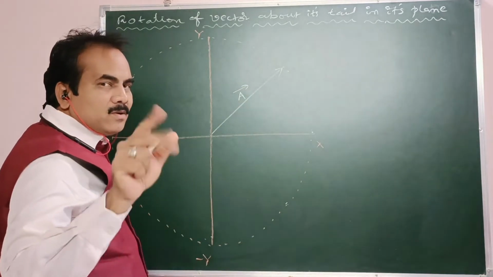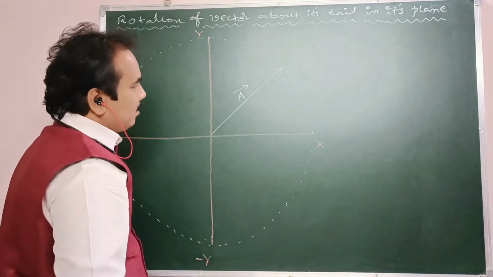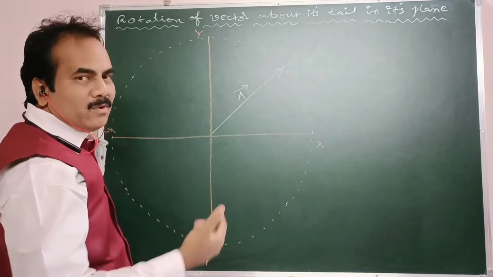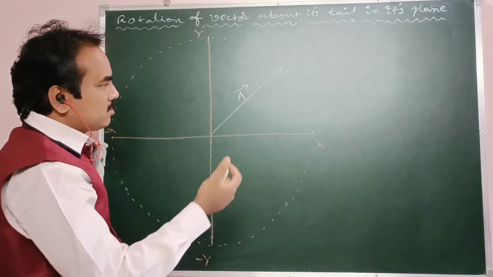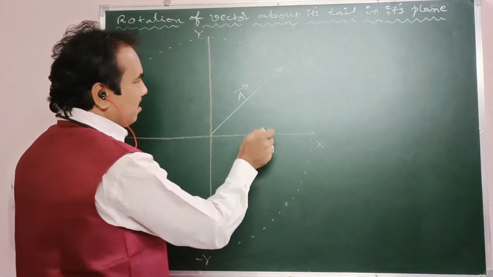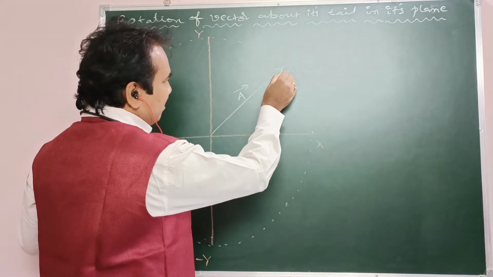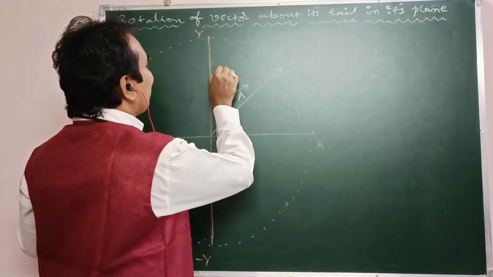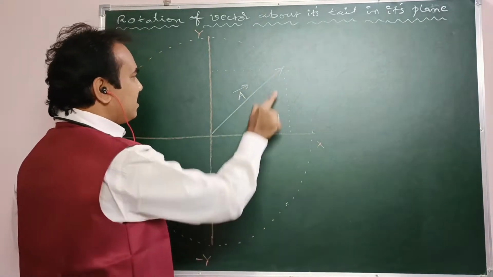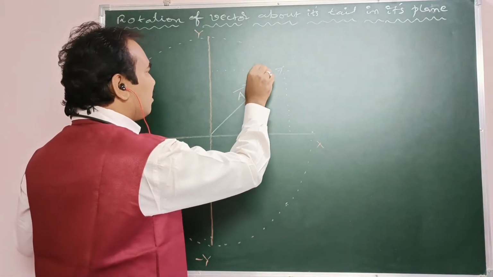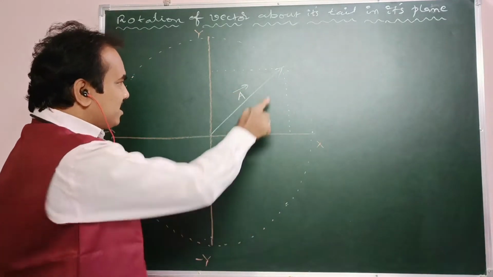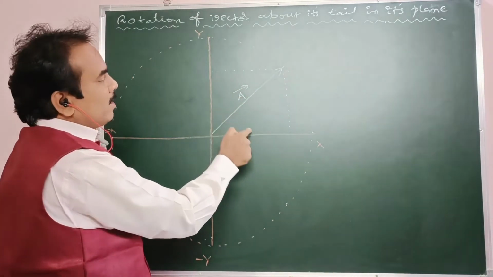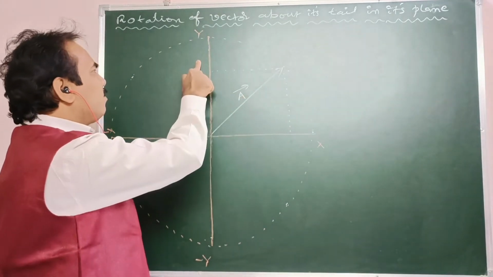the vector has two components in the xy plane. One is parallel to the x-axis, another one is parallel to the y-axis. How to get those components? Simply by drawing perpendiculars onto the x and y-axis from the tip of the vector. See, this is the tip of the vector. From this tip of the vector, we can have two normals, one onto the x-axis, another one onto the y-axis.